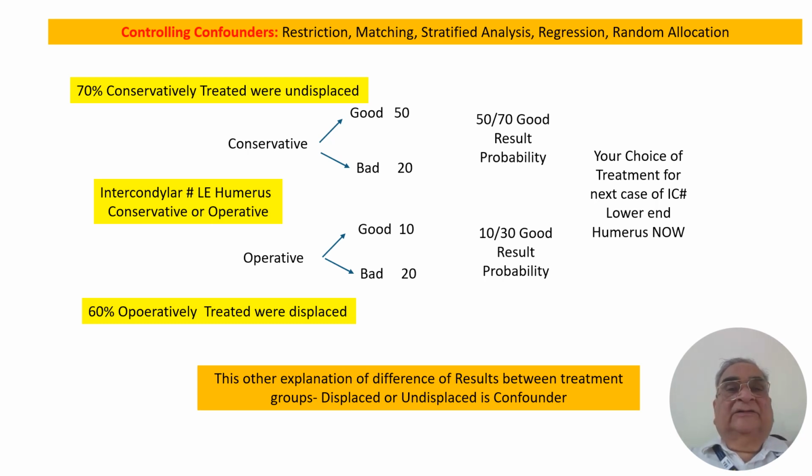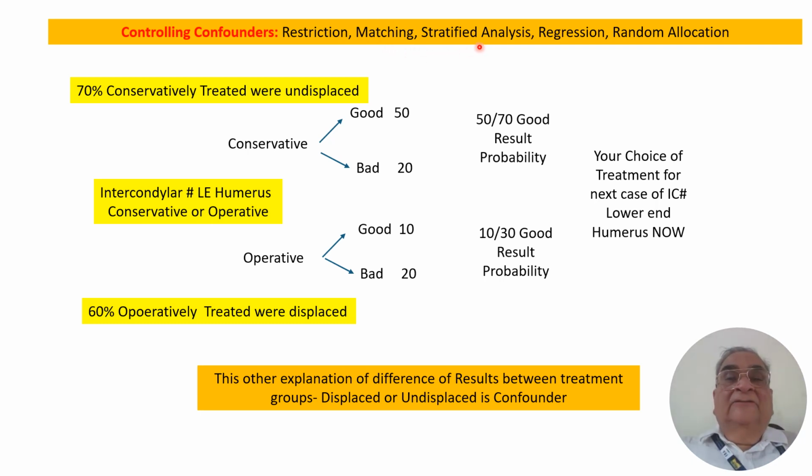So this is restriction. The second way is that for each undisplaced fracture in the conservative group, you have one undisplaced in the operative group, and for each displaced fracture you have one here. So on the confounder status, that means displaced versus undisplaced ratio, both conservative and operative groups will be similar, and therefore the displacement would not be able to create a difference in results. So this is called as matching.